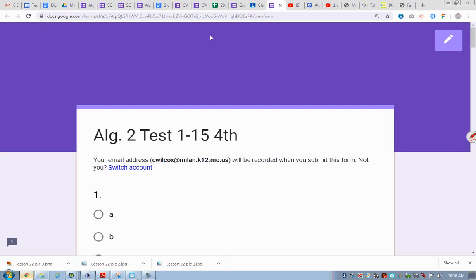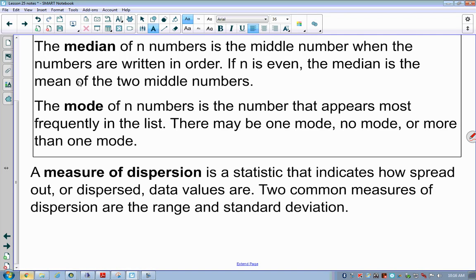No, that won't work either. Okay, so we'll back out of that.